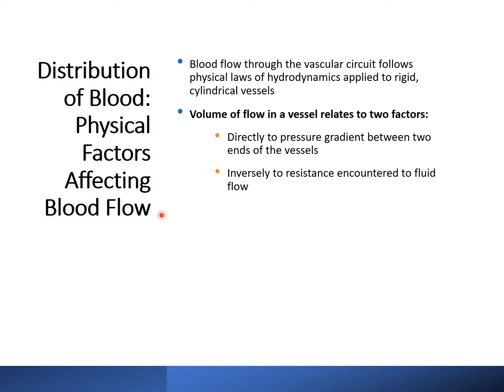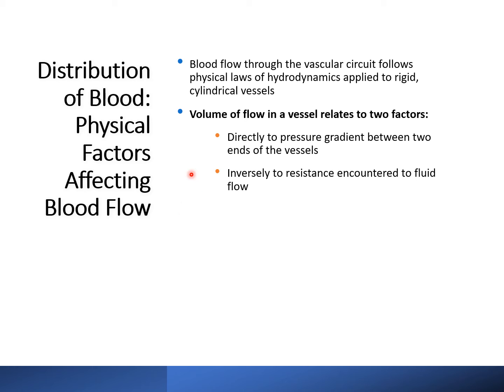So next we'll talk about the physical factors affecting blood flow. So the volume of flow in a vessel is related to two factors. It's related directly to the pressure gradient between two ends of the vessels, and then it's inversely related to the resistance encountered to fluid flow.